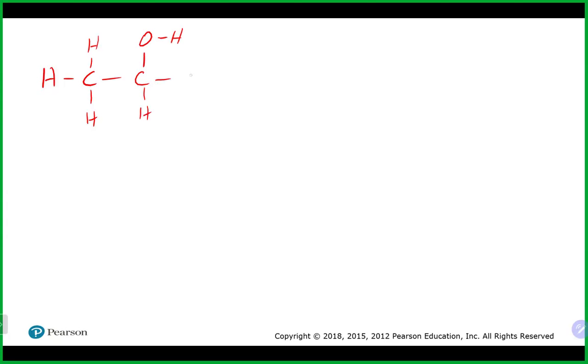I'm going to put the right number of hydrogens in. That would be good. I go that way and that way. All right, so this is going to go through an oxidation reaction. This is a secondary alcohol.